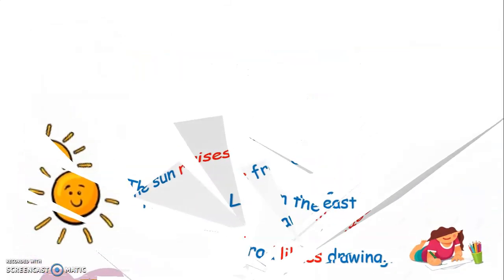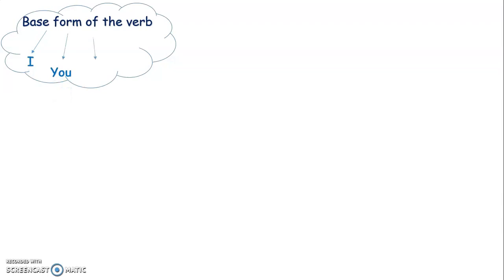To summarize all these, we will say that in the simple present tense, we use the base form of the verb with the pronouns I, you, we, and they. But we use the base form of the verb plus s with the pronouns he, she, and it.